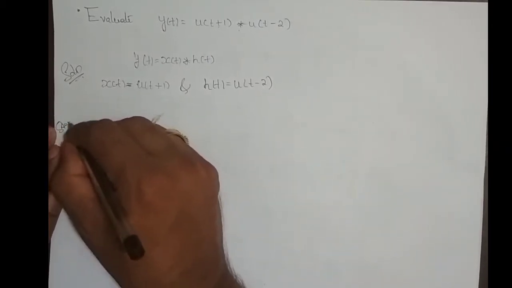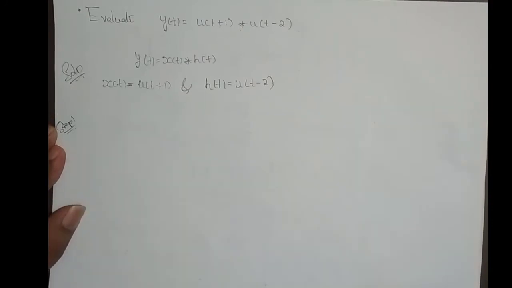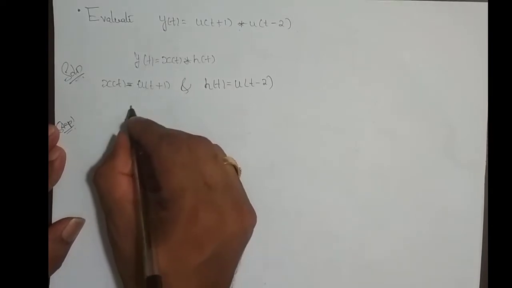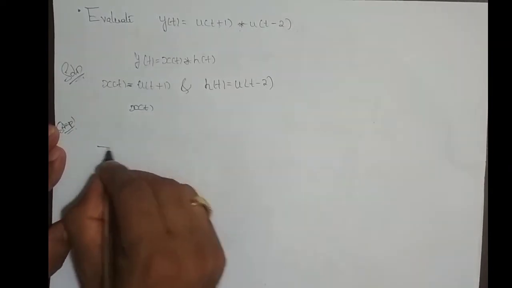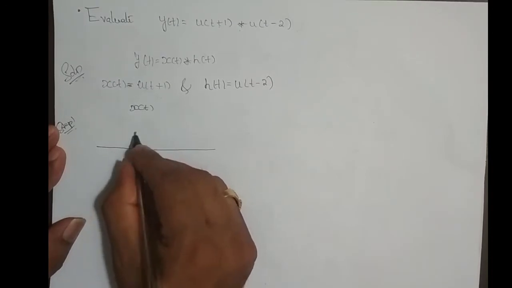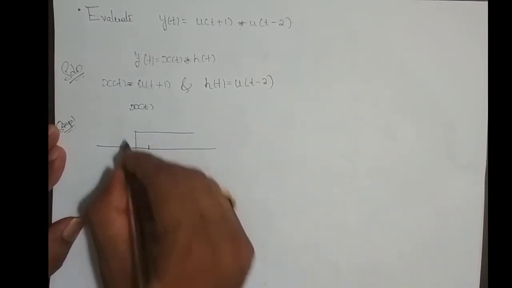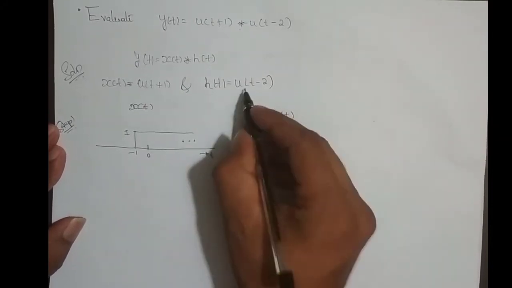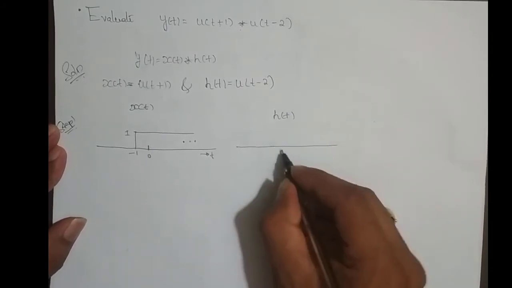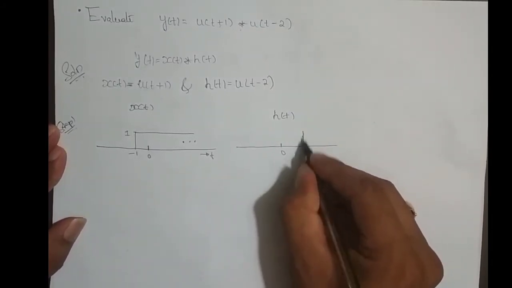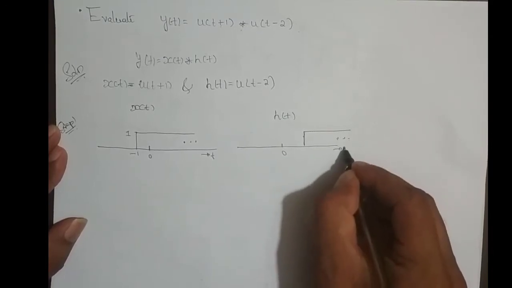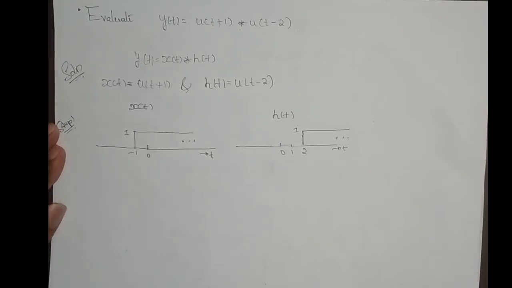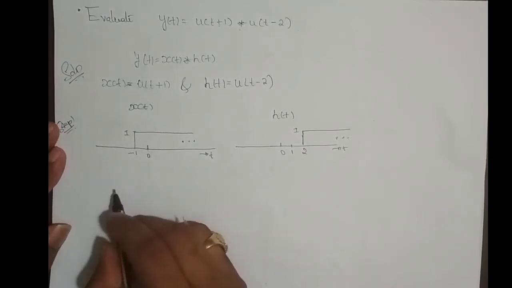So step 1, what is step 1? Plot x of t and h of t. So x of t is unit step function shifted left one time. So x of t is something like this. This is 0, this is minus 1. Unit step function shifted left one time. What about h of t? H of t is unit step function shifted right two time. So this is 1, this is 2. Correct? What is the next thing?